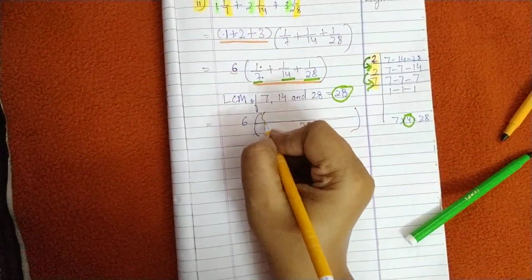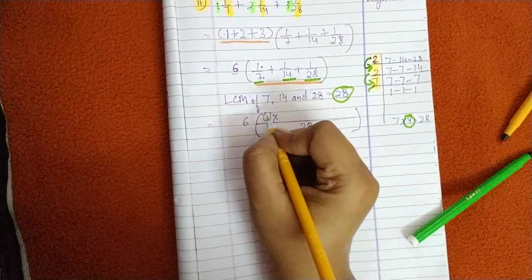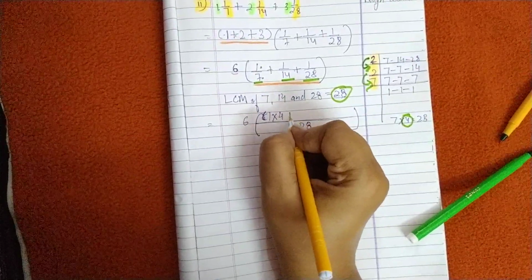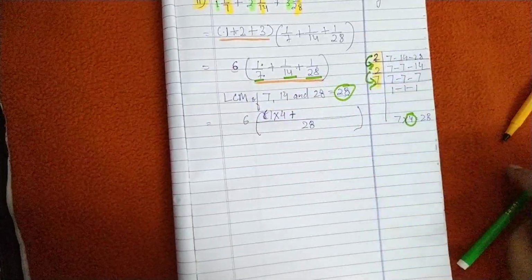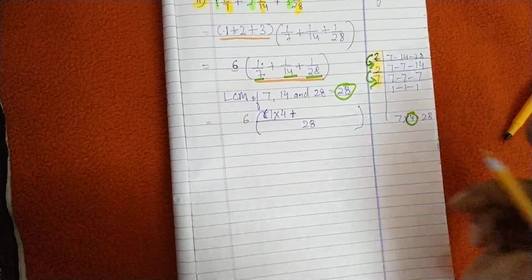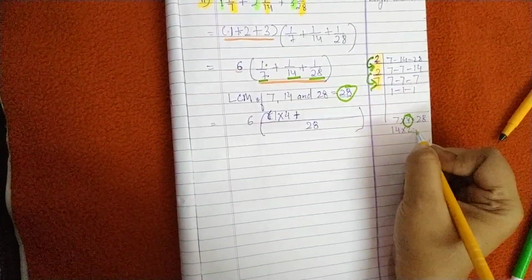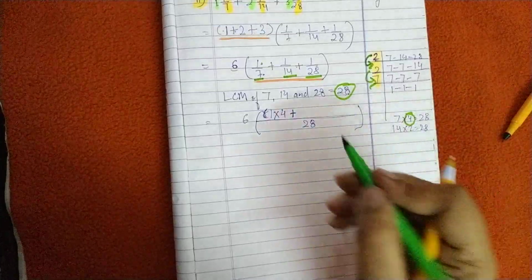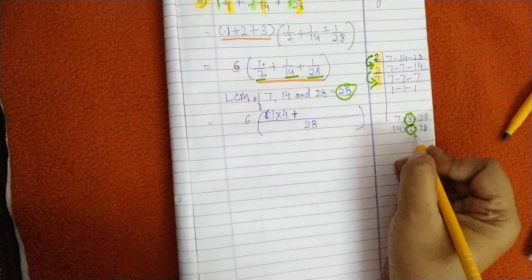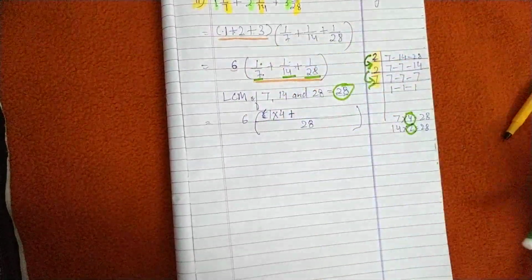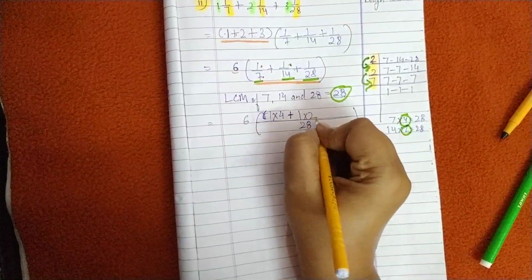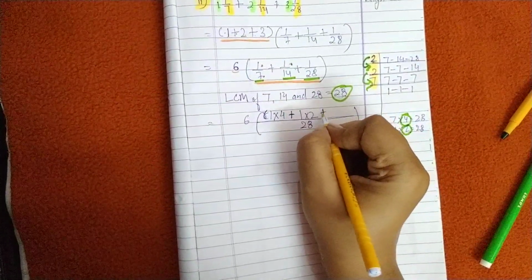So what am I going to write here? 1 into 4. No bracket is required. Plus sign, copy the plus sign. Now read 14's table until you get 28. So 14 times 2 is what? 28. Okay, 14 is here children. What is not there? 2 is not there. Pick this 2 and multiply this 2 with numerator 1. What will you be writing? 1 into 2. Copy this plus sign.